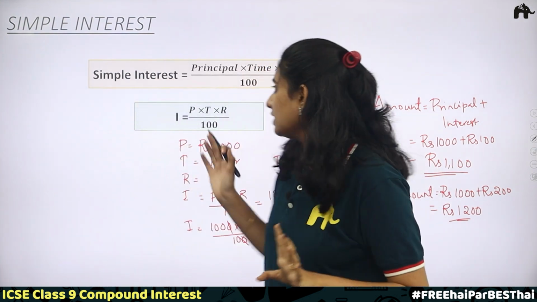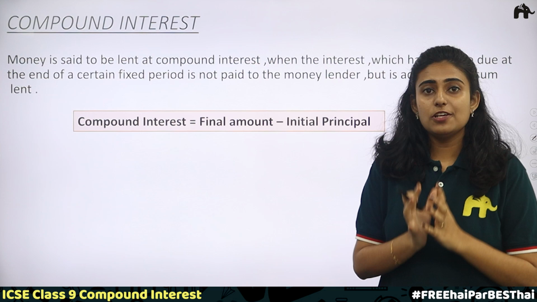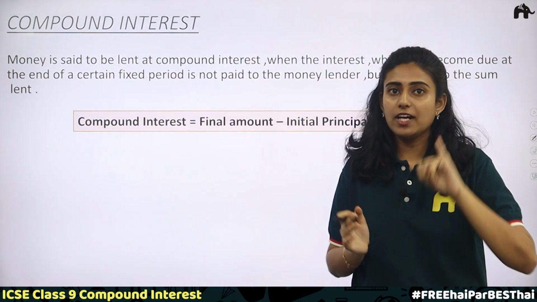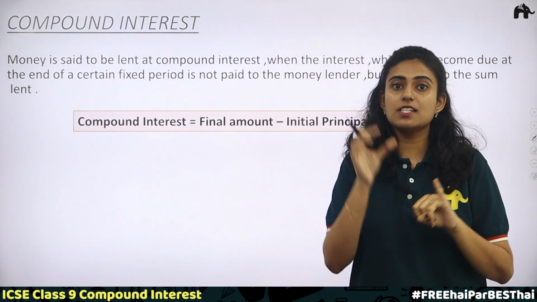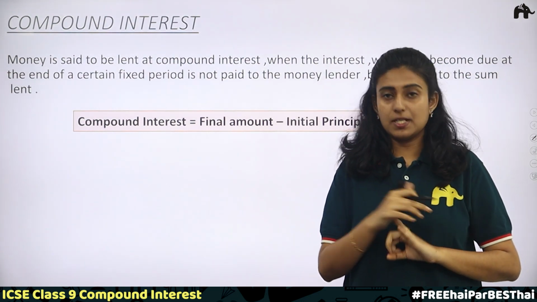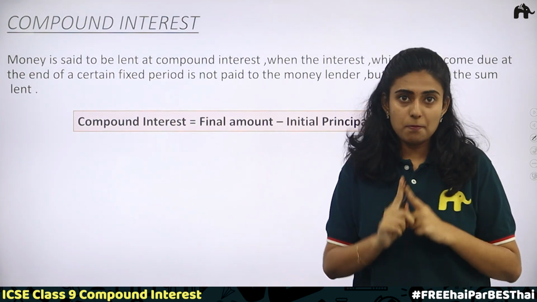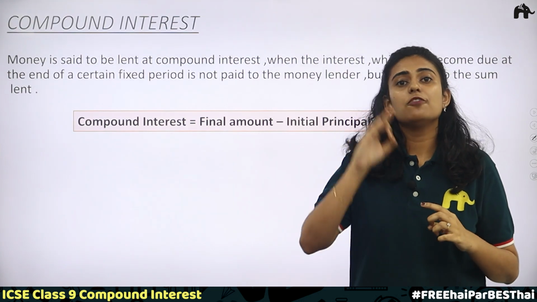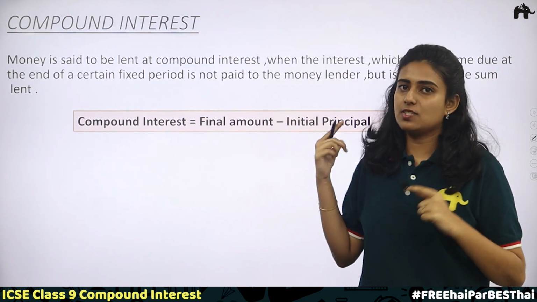So, understood how to calculate the simple interest? For a fixed period of time, we know how to calculate the simple interest. For 1 year, the simple interest will always be the same for a given rate of interest and for a given principal. But now when it comes to compound interest, this is a new concept. For compound interest, each year the interest will be changing.